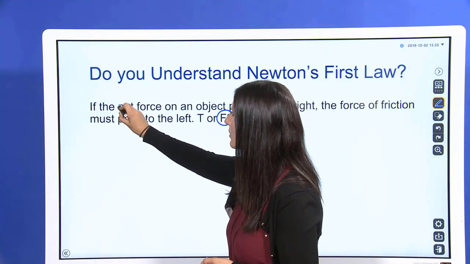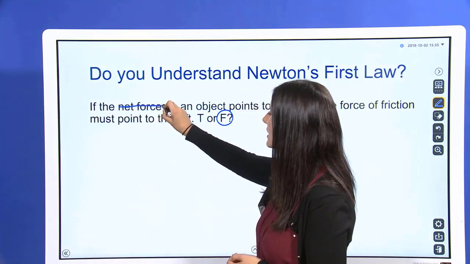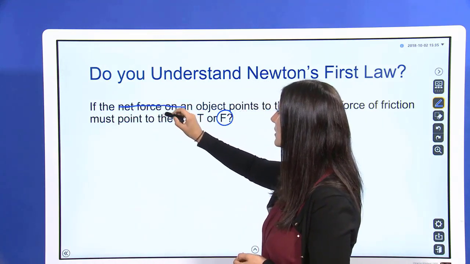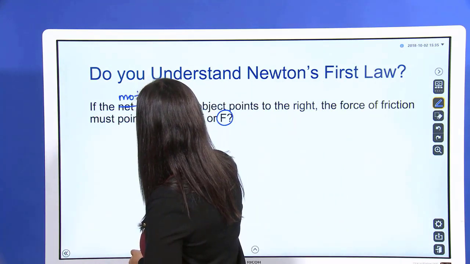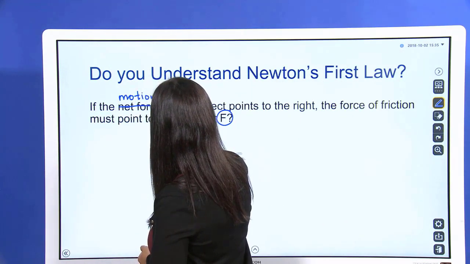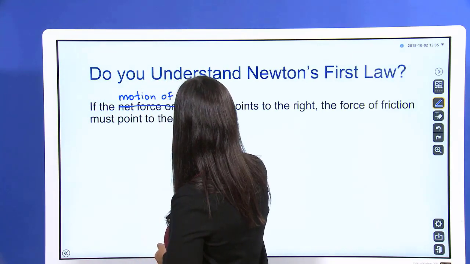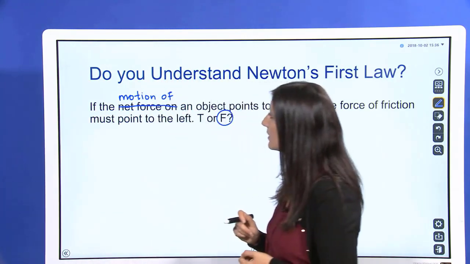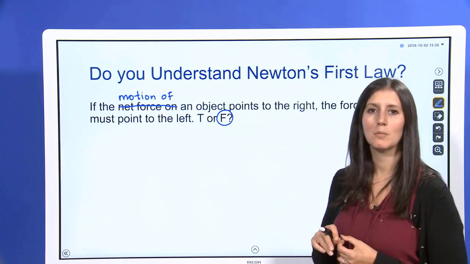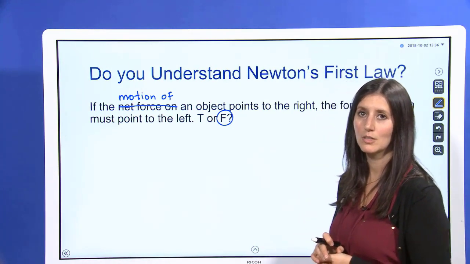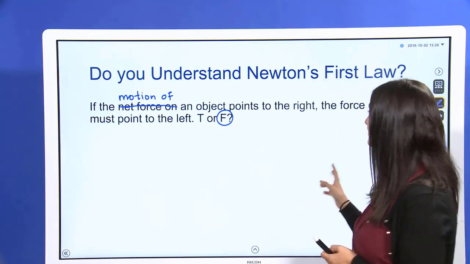So I'm just going to scratch this part out, and I'll replace it with: if the motion of an object points to the right, the force of friction must point to the left. That is true, not the net force.